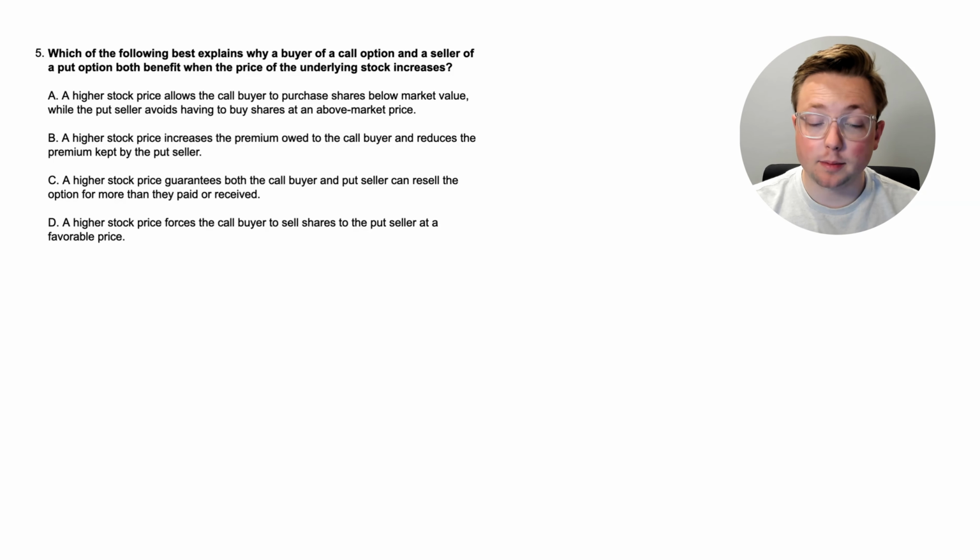Option B, a higher stock price increases the premium owed to the call buyer and reduces the premium kept by the put seller. Option C, a higher stock price guarantees both the call buyer and the put seller can resell the option for more than they paid or received. Or option D, a higher stock price forces the call buyer to sell shares to the put seller at a favorable price. So again, based on everything we've learned in the previous 4 questions, you might be able to figure this out and think through this.